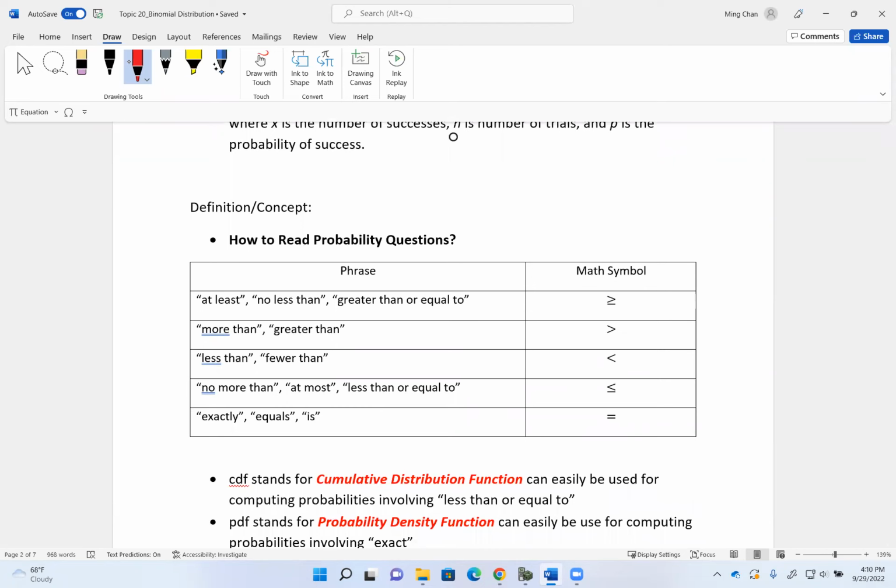All right, I put this right here: how to read probability questions. I've been highlighting them throughout the semester, and here I'm making a little list. The phrases at least, or greater than or equal to, use the symbol greater than or equal to. More than or greater than has no equal. Less than or fewer than is less than. No more than or at most is less than or equal to. Exactly or equal is the equal sign. It does matter what symbols I use.